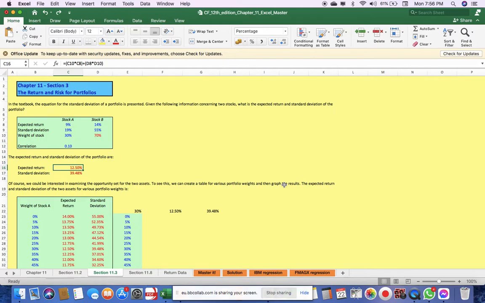Expected return is equal to... what is the expected return formula for a portfolio? The weight of stock A multiplied by the expected return of stock A plus the weight of stock B multiplied by the expected return of stock B. So 30% multiplied by 9% plus 70% multiplied by 14% is equal to the expected return of the portfolio. Now, the standard deviation of the portfolio.